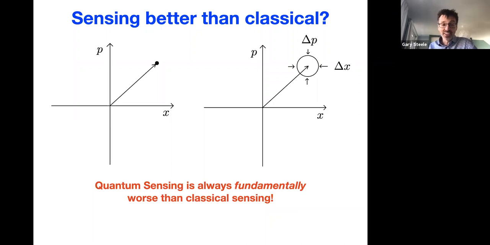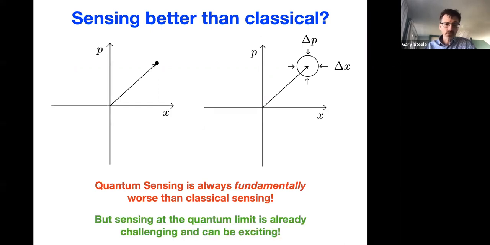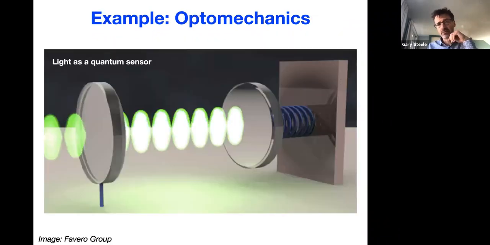So actually, if you want to take it really quite literally, based on this argument, I would even suggest that it's fundamentally impossible to do better than classical sensing. And so you might say that it's sort of silly even to talk about a quantum advantage of sensing. And I think that's probably true, actually. But sensing at the quantum limit is already challenging and also can be exciting. And I want to give an example of that.